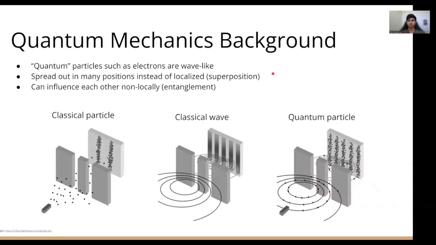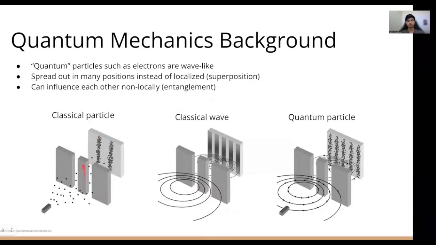And the gist of this is that small particles, such as electrons, are not actually fixed in one position in space. They're wave-like, which means they're spread out in many positions at the same time. And to illustrate this concept, there was an experiment called the double slit experiment, where there's a wall with two slits. Here you can see the image at the bottom of the screen.